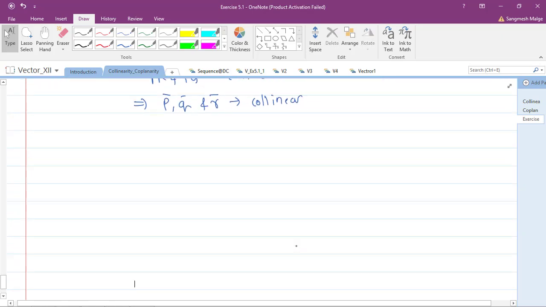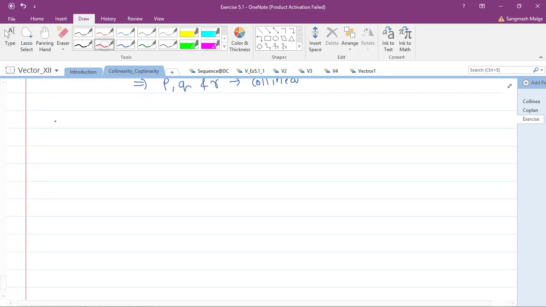Next, question number 9. Question number 9. Okay, so if A bar, B bar, C bar are non-coplanar vectors, same question, say A bar, C bar and B bar are the non-coplanar vectors.